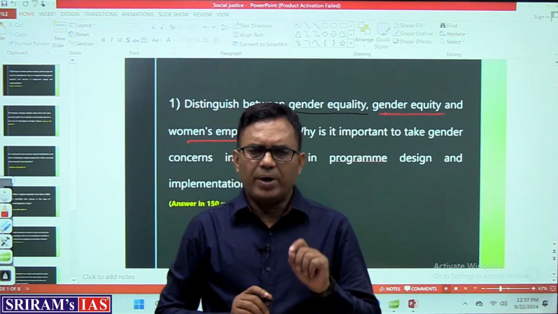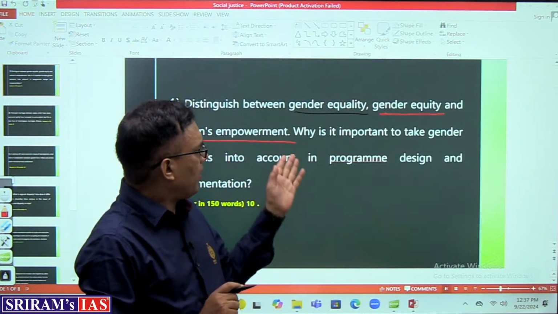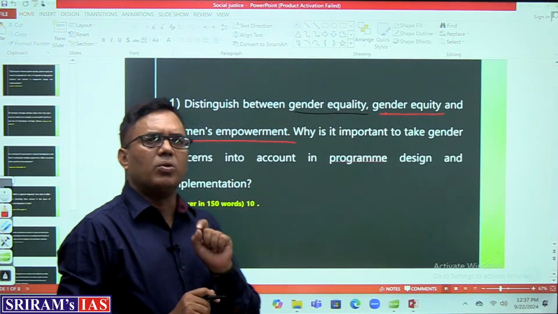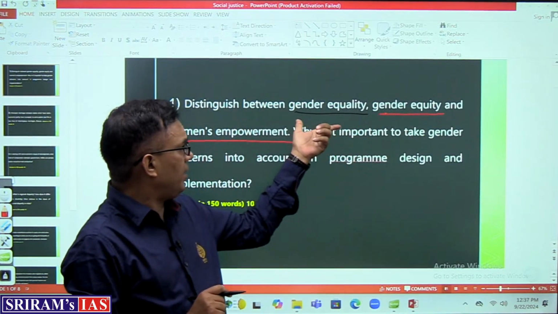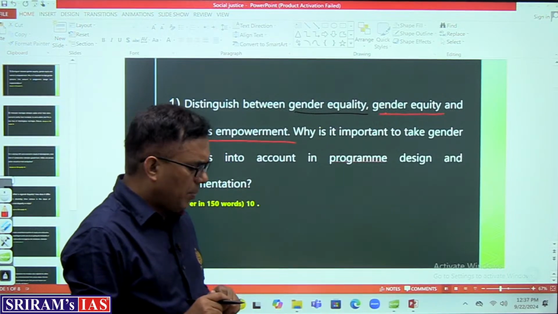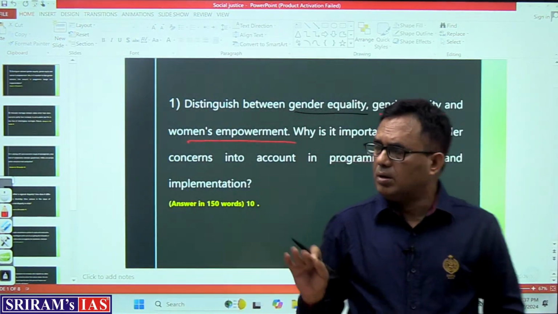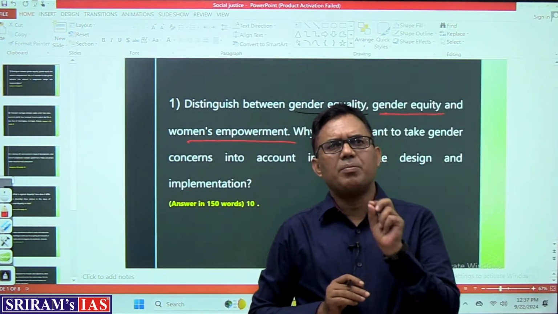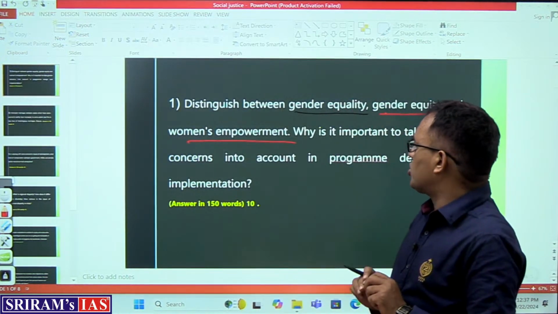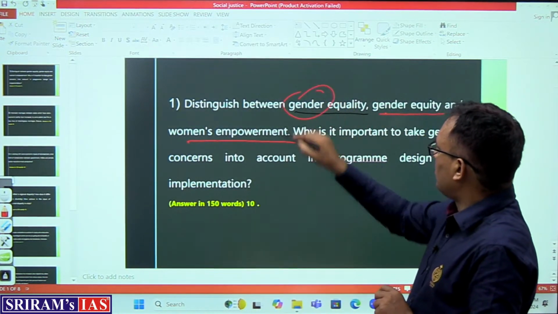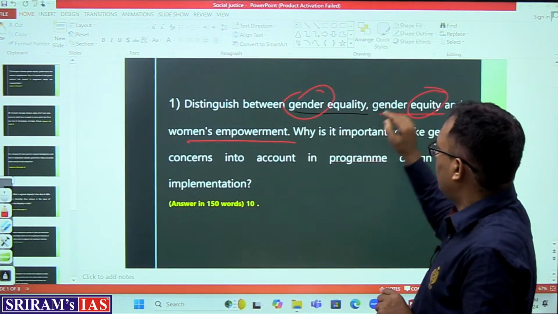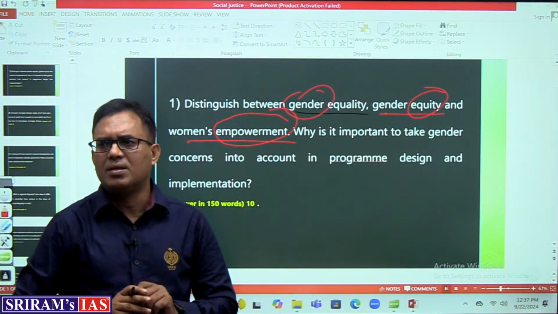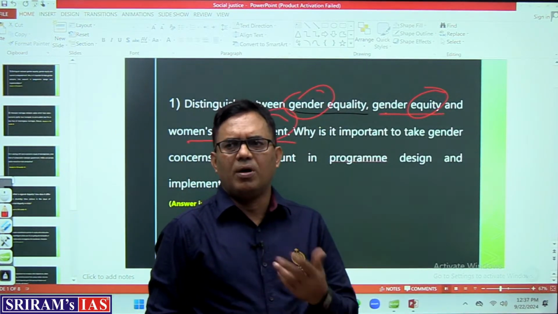But whenever you answer these questions, first we are required to define the keywords, and the keywords here are 3: gender equality, gender equity and women empowerment. Before I elaborate the 3 terms, first I will say a small distinction between 3 words: gender, equity, and empowerment. If you understand the meaning of these 3 words, it will be quite clear.